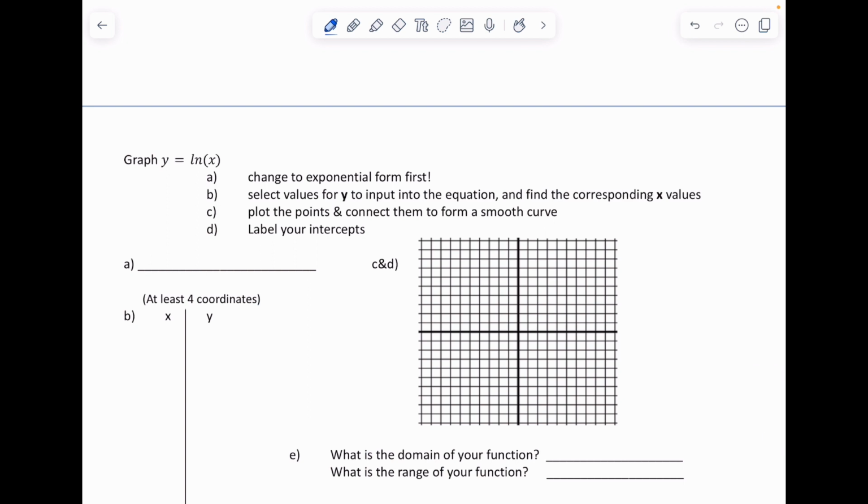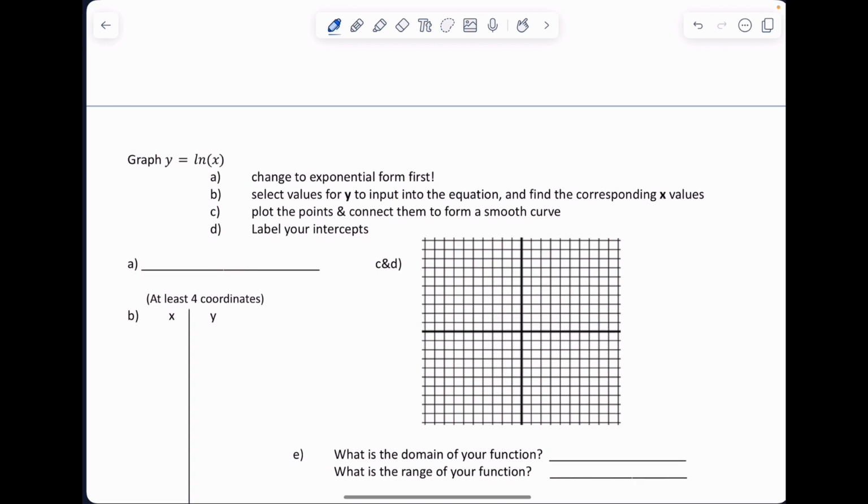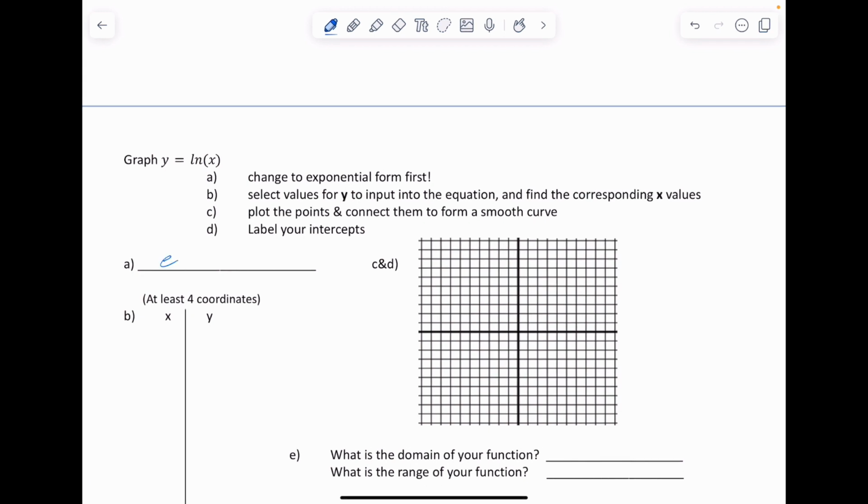We're trying to get you to graph y equals natural log of x. First step, switch into exponential form. What is the base of natural log? It's going to be e. Swap the two sides, so the y power of e equals x.